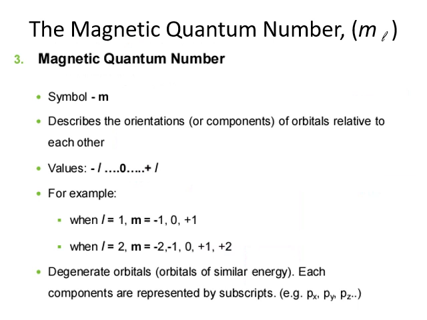The quantum number M describes the orientation, whether positive or negative. For example, when L is equal to 1, M would be -1, 0, +1. If L is 2, then -2, -1, 0, +1, +2. So it depends on L, and L depends on n. It makes the orbitals degenerate. Each component is represented by subscripts.